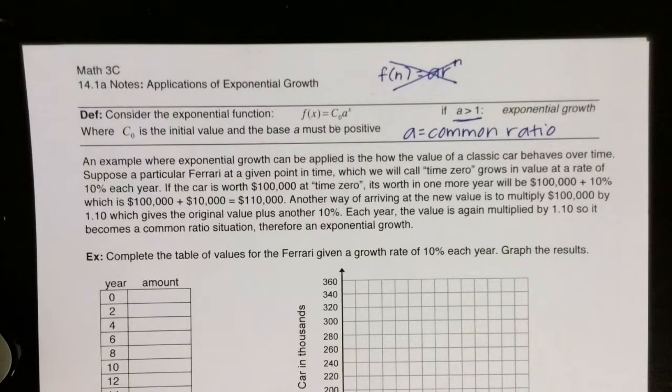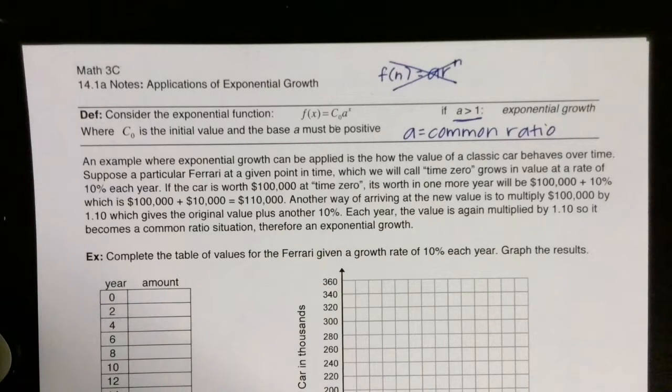Okay, let's start this problem. One use of exponential growth and where it can be applied is when you're looking at the value of how a classic car behaves over time. So let's take this hypothetical Ferrari, and at any given point in time, which we're going to call time 0, it grows at a rate of 10% each year.